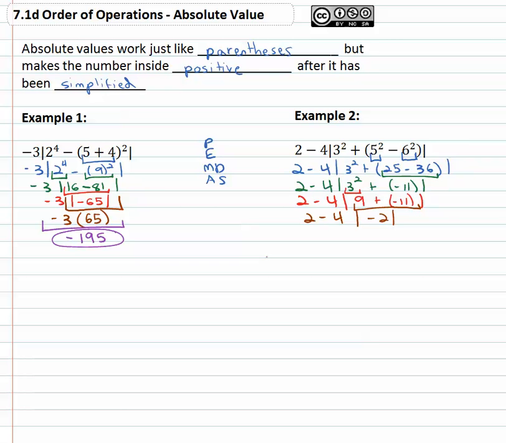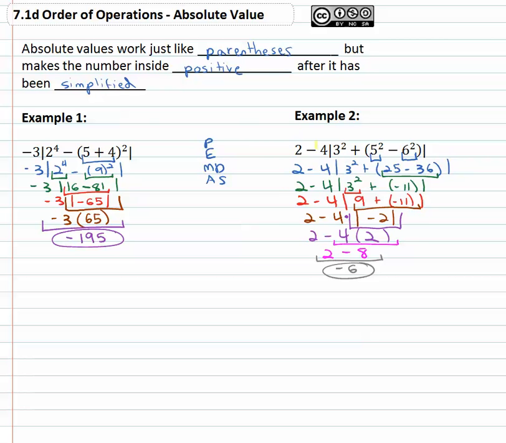And now finally, that absolute value only has a number in it, it's been completely simplified, now we can actually take the absolute value. So we have 2 minus 4, and it was 4 times the absolute value, so we'll have 4 times the absolute value of negative 2, which is positive 2, distance from 0. And now we can work outside of the absolute value by multiplying, 2 minus 8, 4 times 2 is 8, and finally subtracting to get our final answer of negative 6.